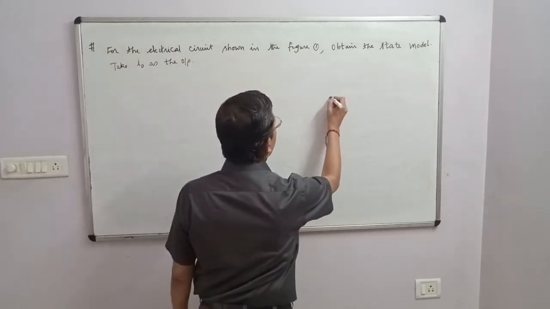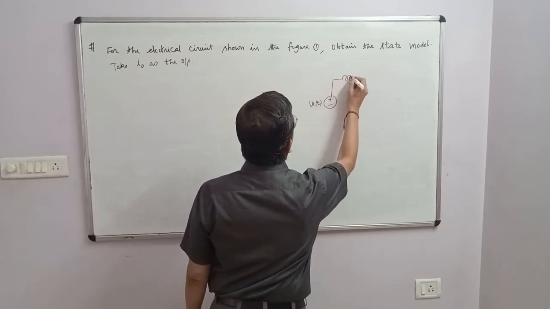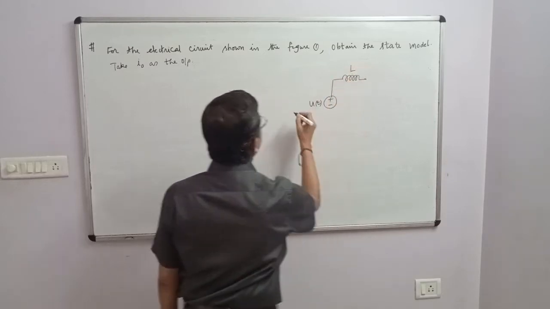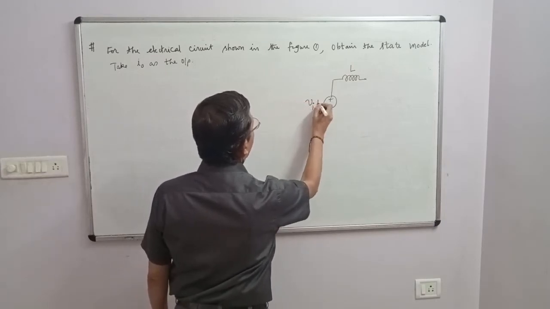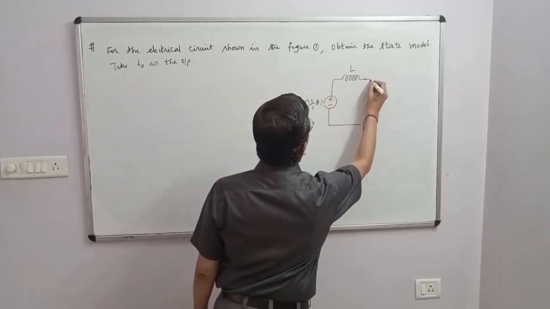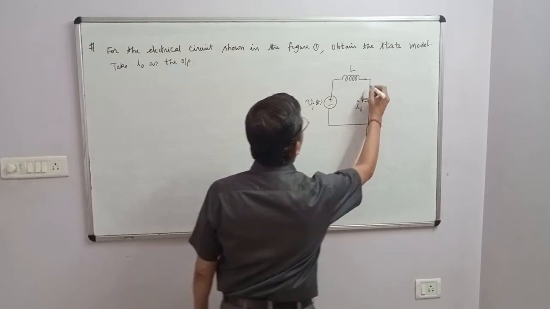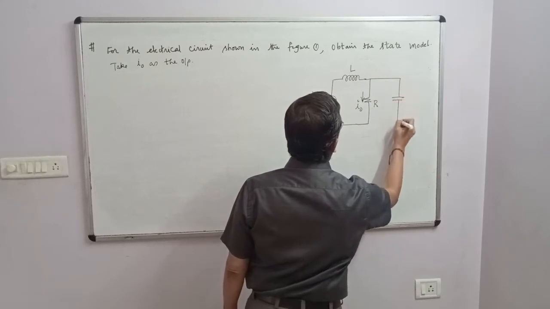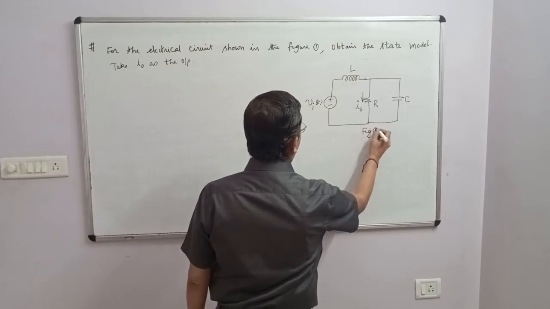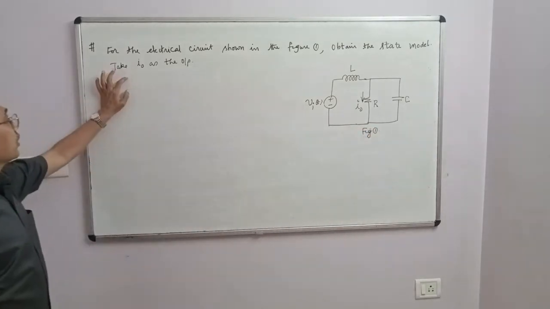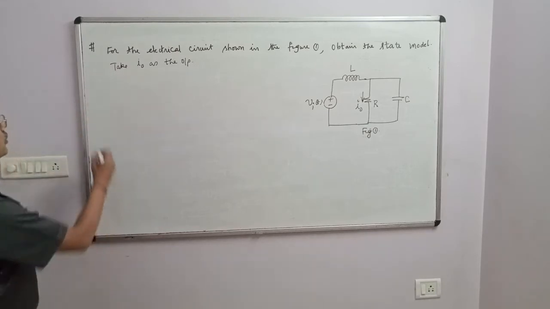The electrical circuit is shown here. This is U of t, inductor L, V, this is V I of t. This is the electrical circuit shown in figure 1. For the electrical circuit shown in figure 1, obtain the state model. Take I naught as the output. Solution.